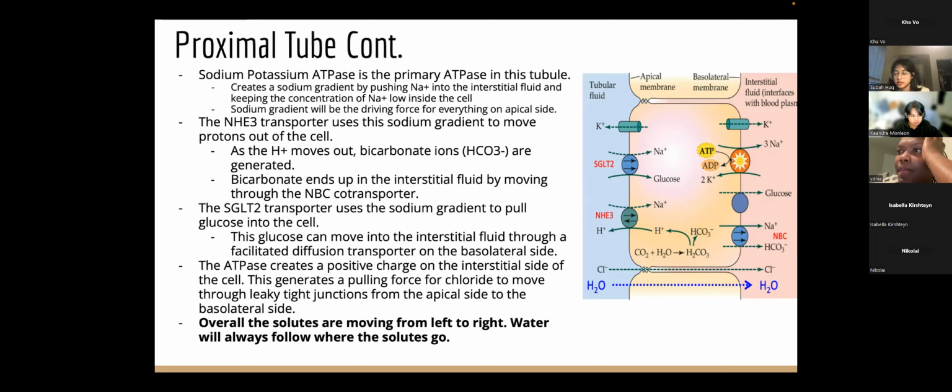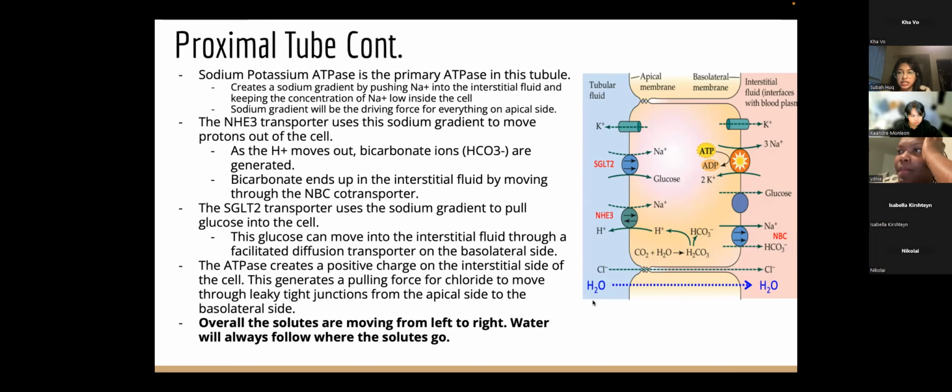And then back to the sodium potassium ATPase. While it's creating a sodium gradient like that, it's also making the interstitial side of the cell very positive. This causes chloride ions to be able to move from the tubular fluid, from the lumen, all the way into the interstitial fluid, because while there are tight junctions in the proximal tubule, these tight junctions are kind of leaky, so they're able to leak through, but this is only in the proximal tubule.